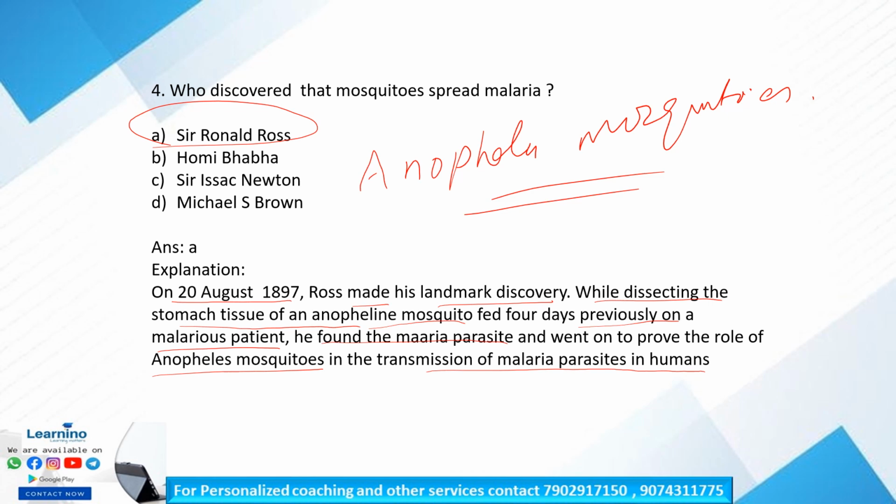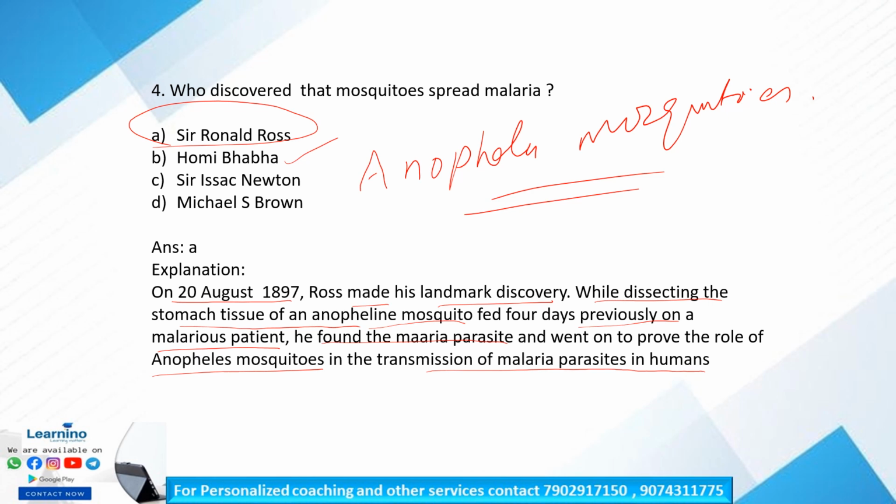Clear? That is discovered by Sir Ronald Ross. Okay. Then we'll check out the next options. Option B, Homi Bhabha. Homi Bhabha is the father of Indian nuclear physics. Clear? Then option C, Isaac Newton.